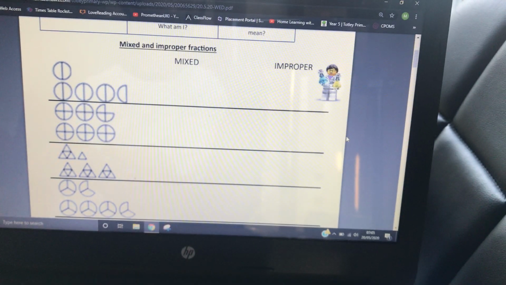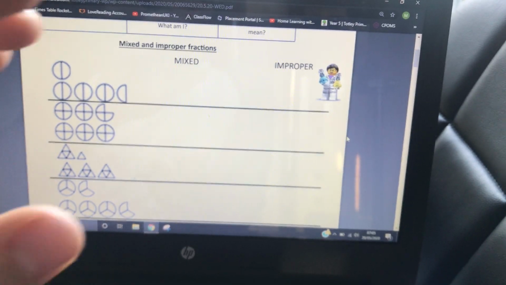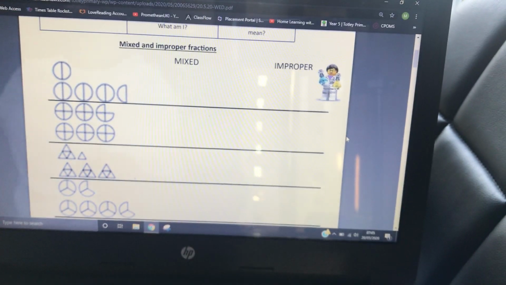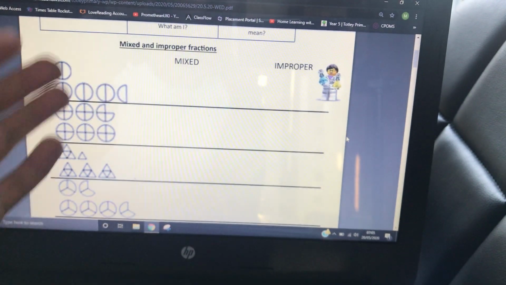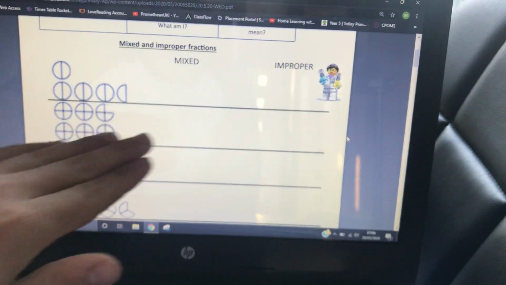Improper, ironically, is the proper way of saying it. So improper is when there's more numerators than the denominator. Okay, so for example, for this first one, it doesn't really matter which way around you do these, because all the information is here.